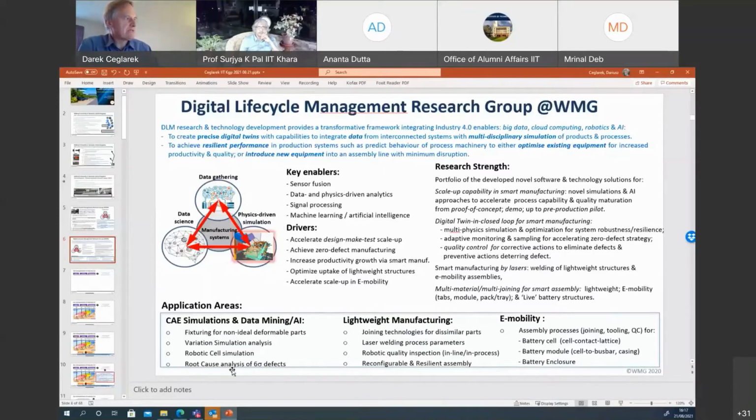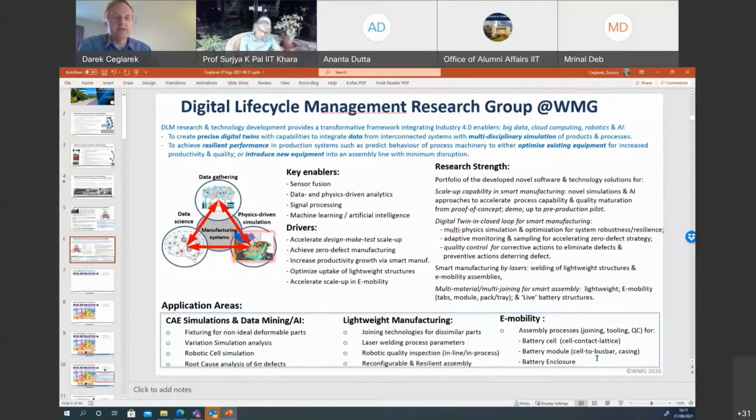And our classical application areas, so we look at CAE simulation and data mining aspects, specifically applied to tooling, modeling, design, variation simulation analysis, or robotics cells. And then we already mentioned root cause analysis. And then we are using these different CAE tools for lightweight manufacturing. So for example, looking at joining, laser, robotics, quality inspection, or reconfigurability and resilience processes as lightweight, and also lightweight, but as application to e-mobility.